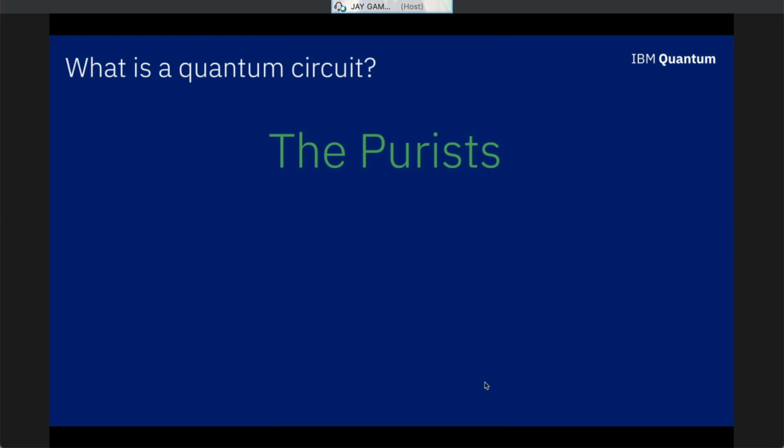So as thinking about what a quantum circuit is, I'm going to start with what I'm going to call the purest view of a quantum circuit.